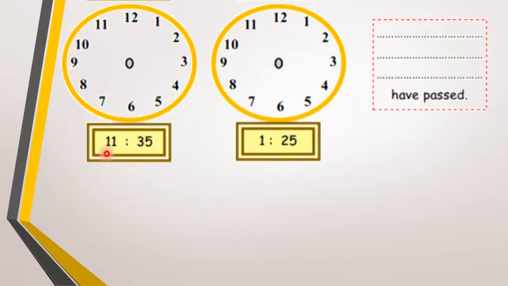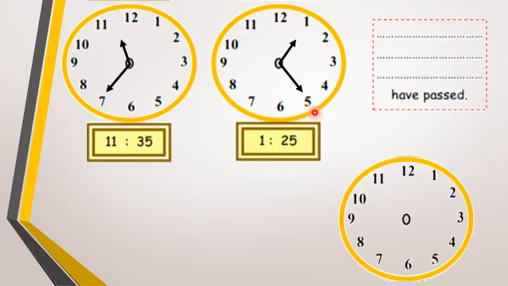Here the short arm is on 11, and the long arm is on 35 minutes. So let's see, 5, 10, 15, 20, 25, 30, 35. So the long arm will be on 7. Here the short arm will be on 1, because it's 1 in hours. And minutes, let's see, 5, 10, 15, 20, 25. So the long arm will be on 5. Let's calculate the elapsed time.